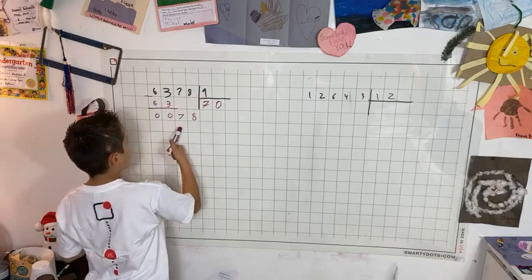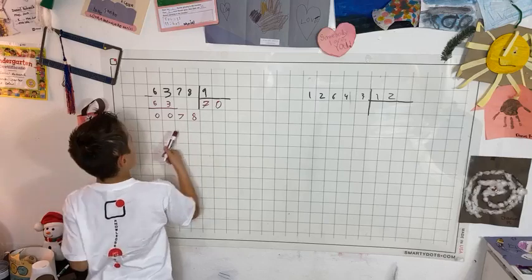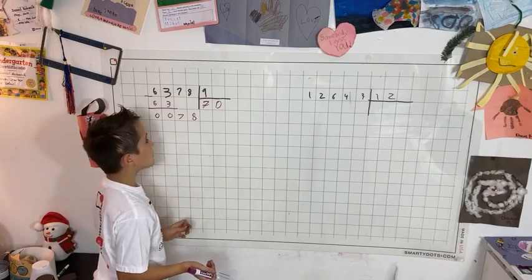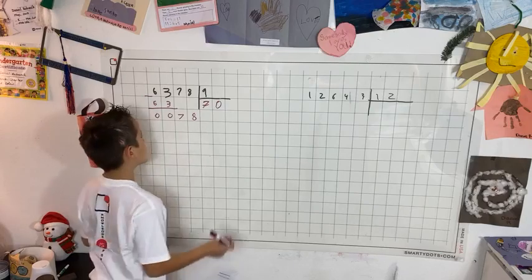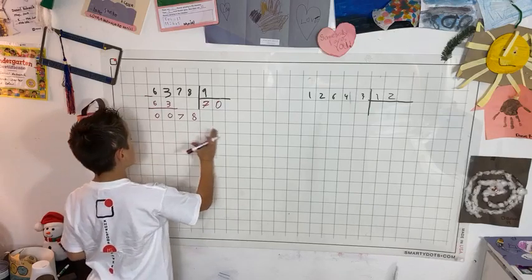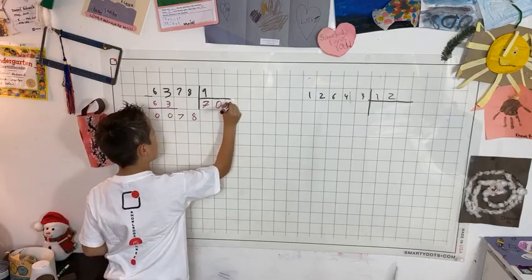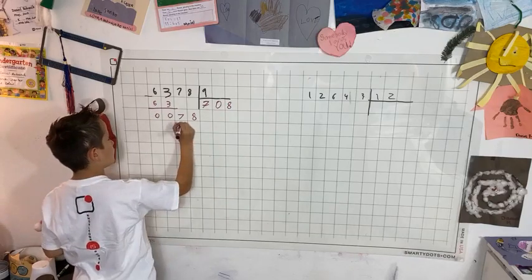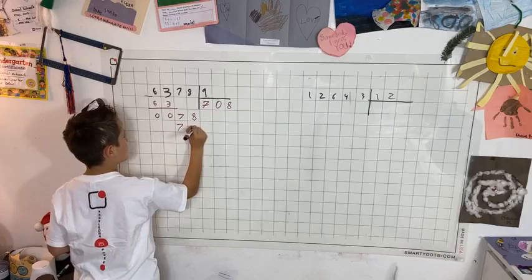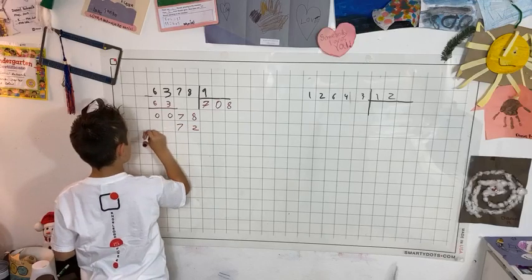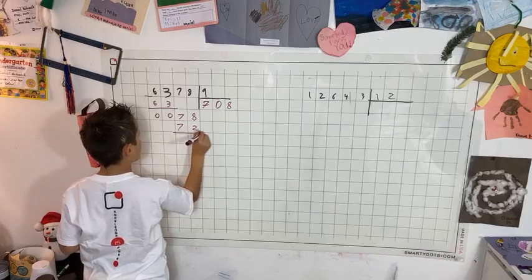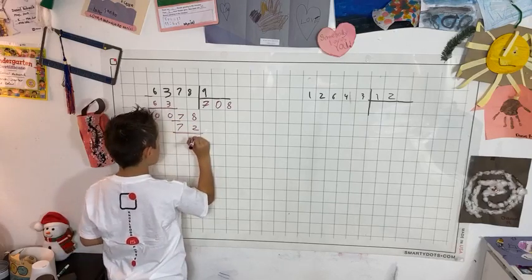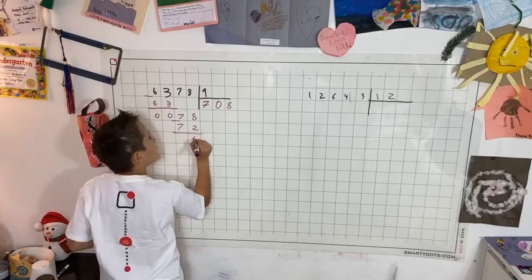Okay, now 78. Now 78 divided by 9. We can't go up to 81, because that's the closest one to it, so the closest we can get is an 8. And then for 72, we're going to put 72 here. Put a line. Then subtract. 78 minus 72 equals 6.